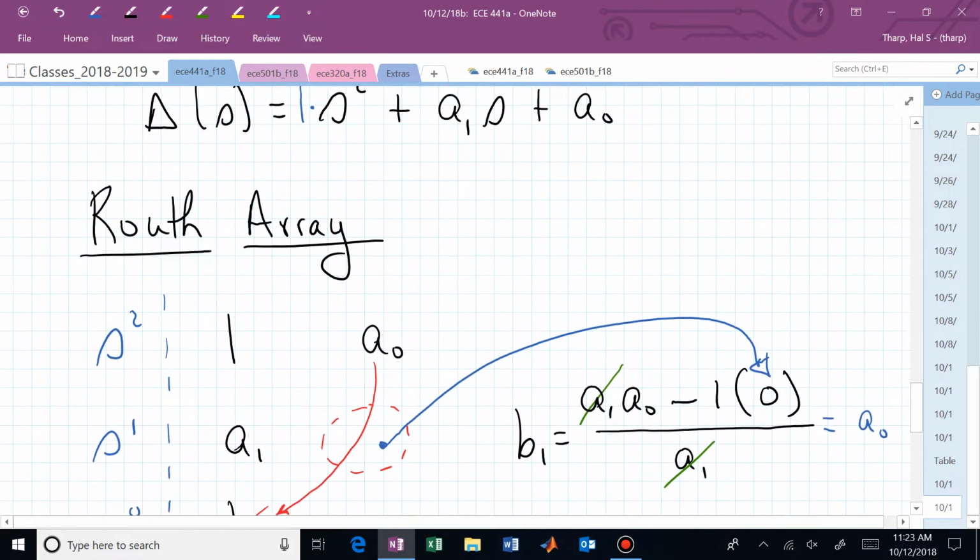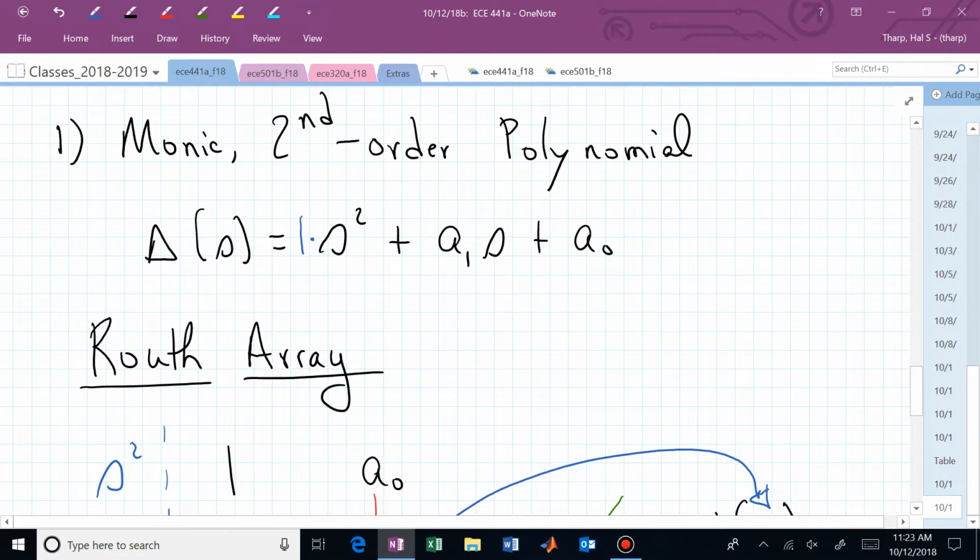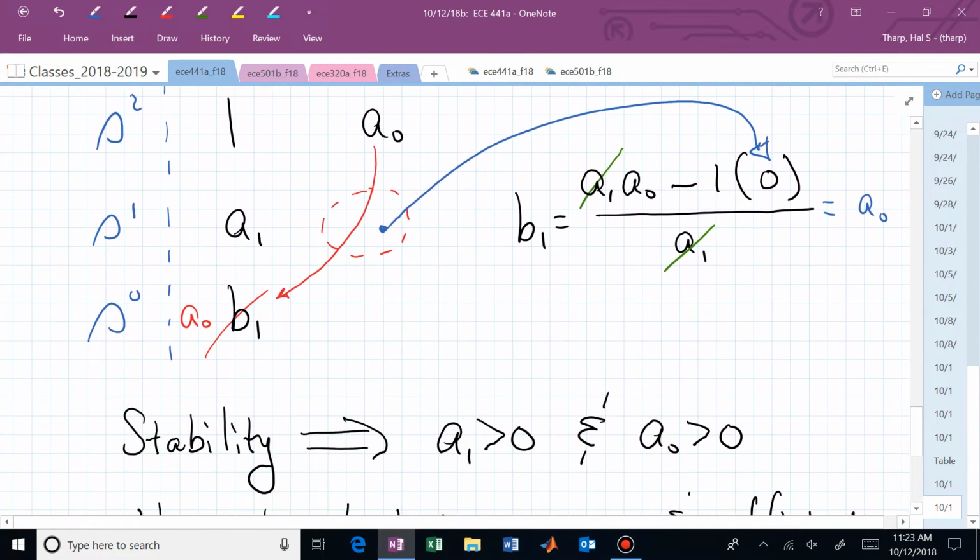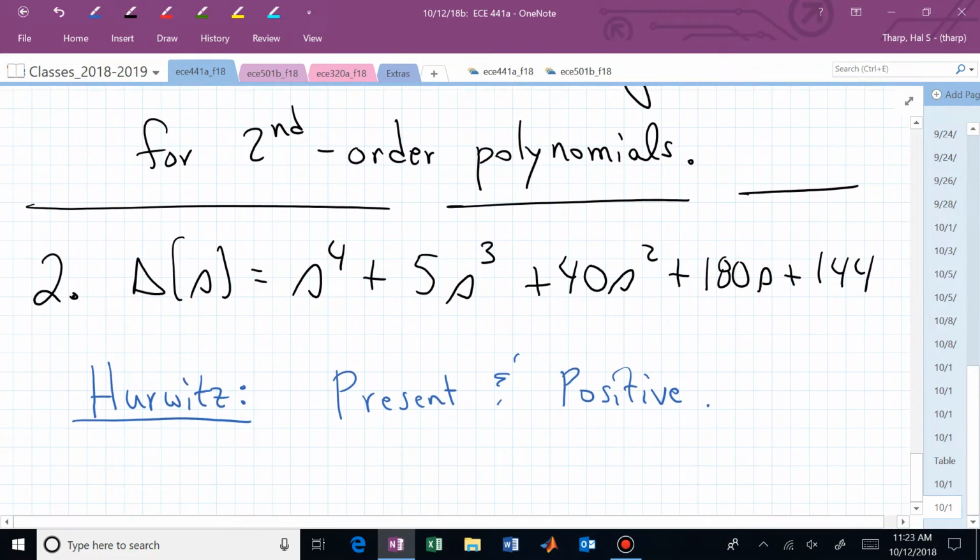So if you're given a polynomial s squared plus a1s plus a sub 0, if you can force a1 and a sub 0 to both be there, present, and positive, then you know that the roots of that quadratic will be in the left half plane. That's what that says. Let's now look at one more example that might illustrate case B.